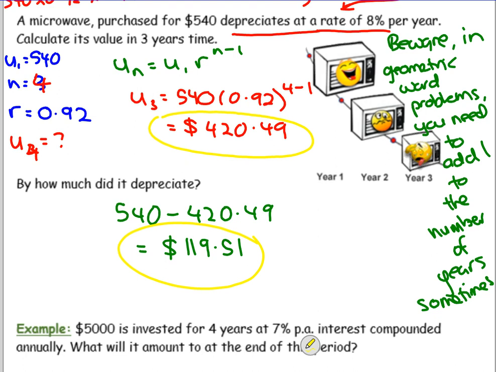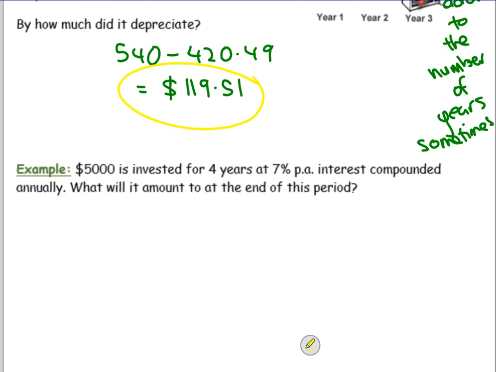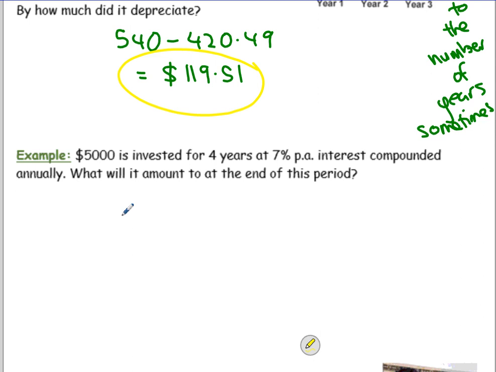There you go. $5,000 is invested for 4 years at 7% per annum interest, compounded annually. Do you remember compound interest? I think they give it to you in the formula booklet. It's similar to the depreciation. Per annum means per year. It's just a thing they say in banks. What will it amount to at the end of this period?